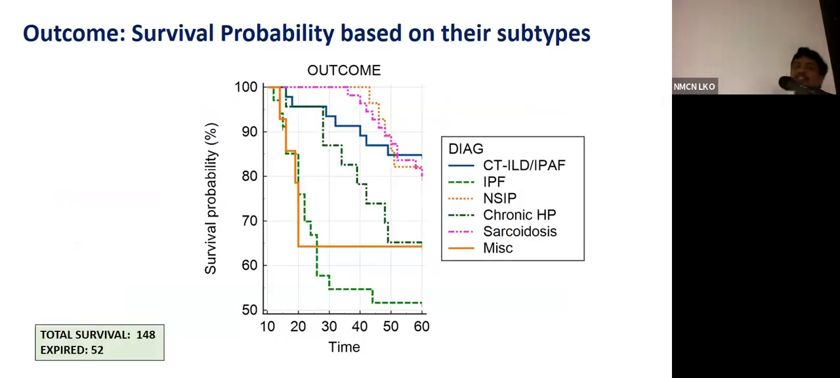Now coming to assessment of outcomes regarding survival probability of different subgroups of ILD patients. The Kaplan-Meier curve showed that total survival was 148 patients and death was 52 patients. We followed for 60 months for the survival assessment. The graph shows that IPF patients have the lowest survival, followed by the miscellaneous group, then the chronic HP group. The best outcome regarding survival was seen in the NSIP and sarcoidosis groups.